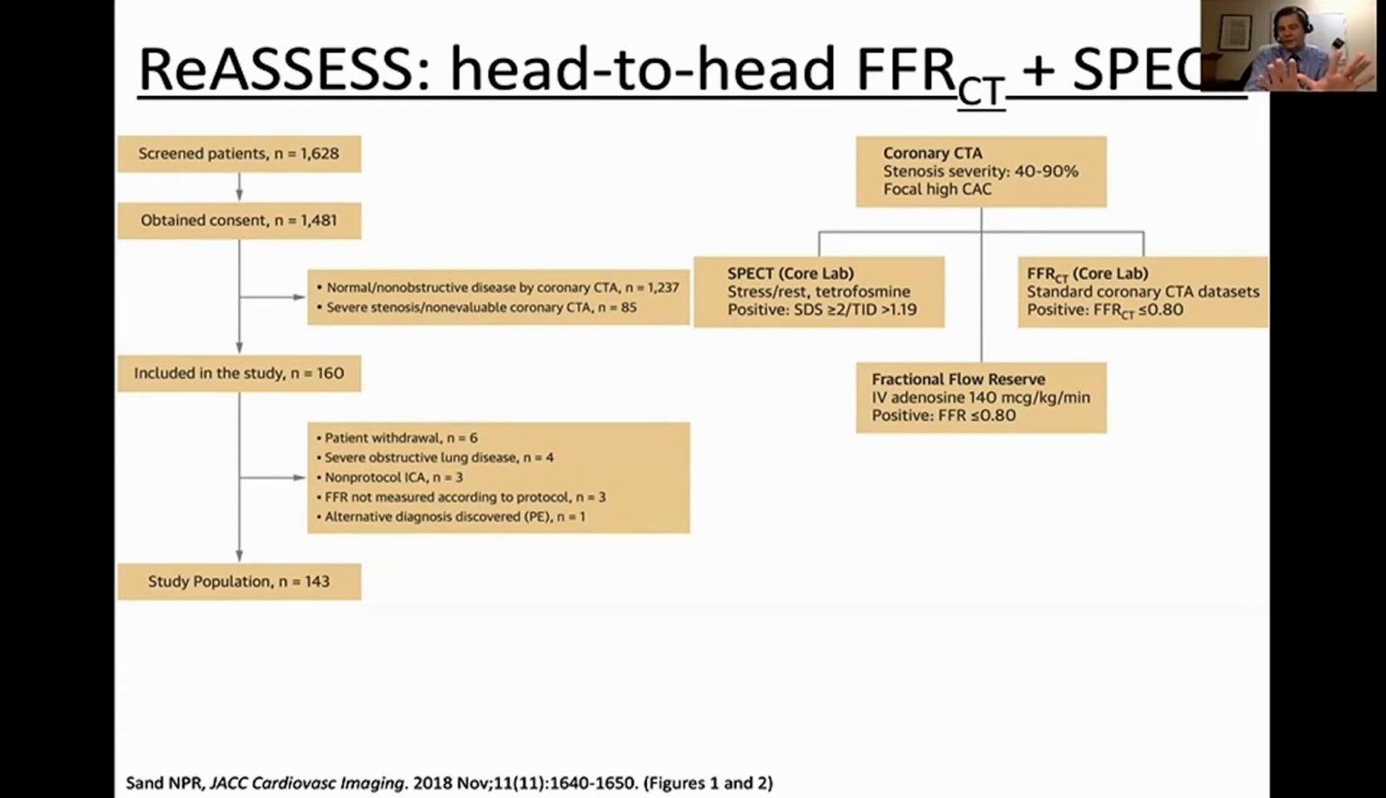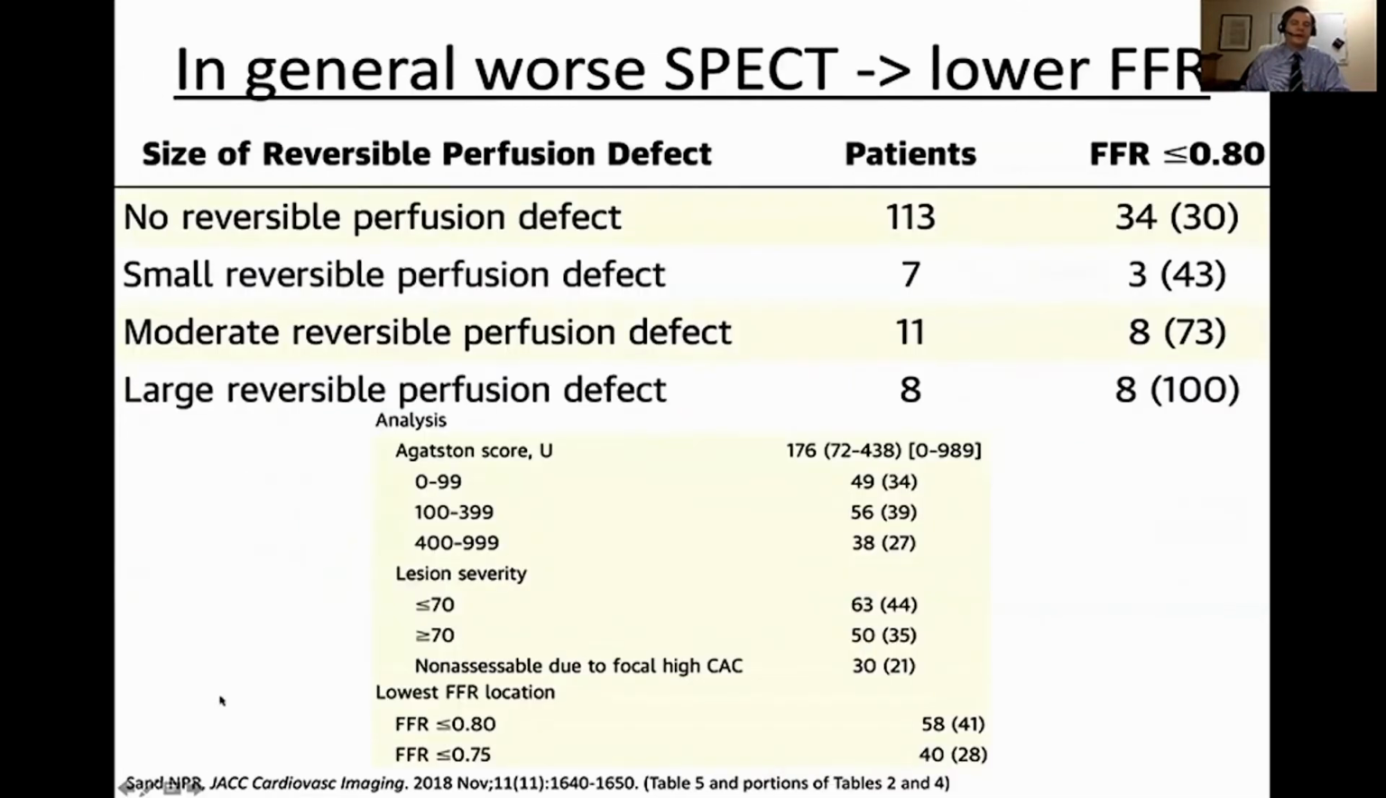So you have FFR invasively as the reference standard, and each patient has both a SPECT study and an FFRct study. When you do that kind of head-to-head comparison, what they showed, I think, was several results that are important. The first is that this was a clinical population that did have intermediate disease. You can see the Agatston calcium scores are just under 200. There's about a third of lesions, a little over a third of lesions, that are greater than 70% severity by CT angiography.